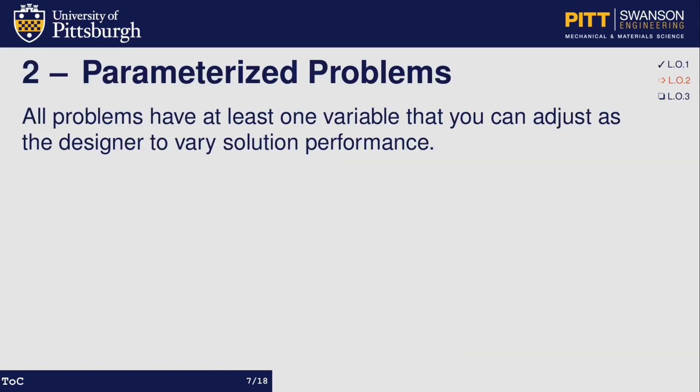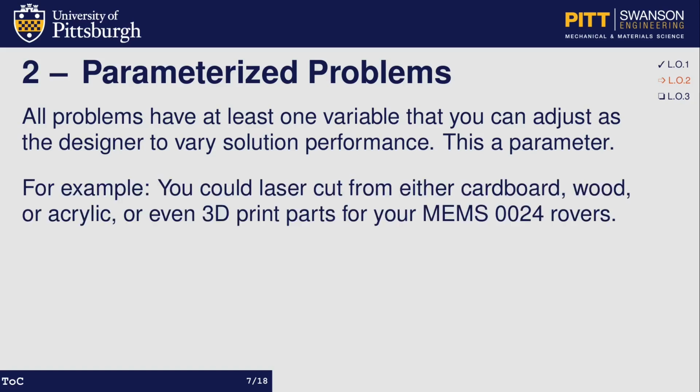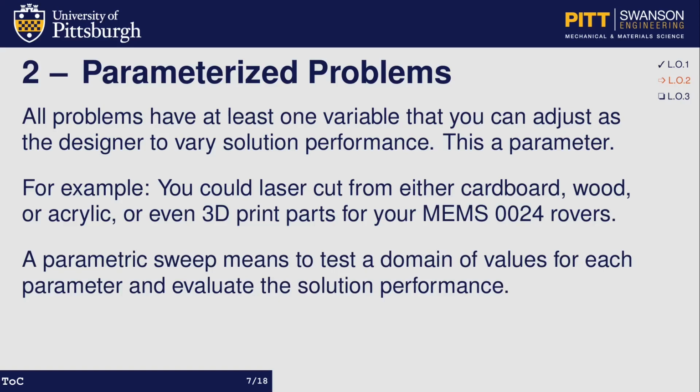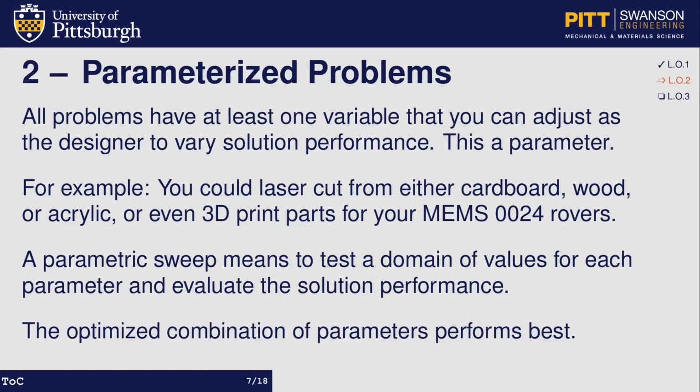Now, all problems have at least one variable that you can adjust as the designer to vary the solution performance. This is a parameter. For example, you could laser cut from either cardboard or wood or acrylic or even 3D print parts for your MEMS24 rovers. A parametric sweep means to test a domain of values for each parameter and evaluate the solution performance. In this example, that would be the material that you choose. You would test each of them on your rover. The optimized combination of parameters performs the best according to your solution performance metric.